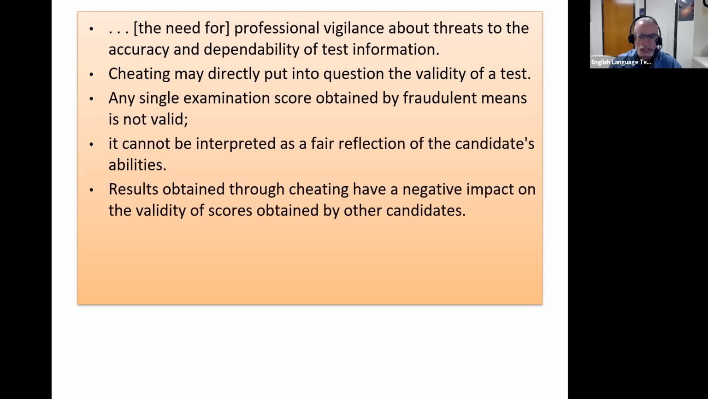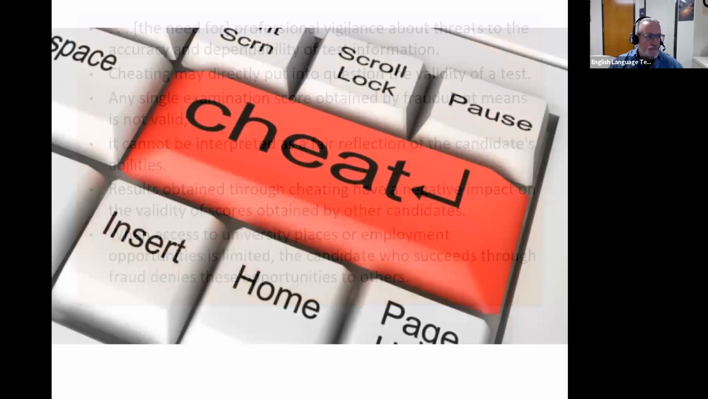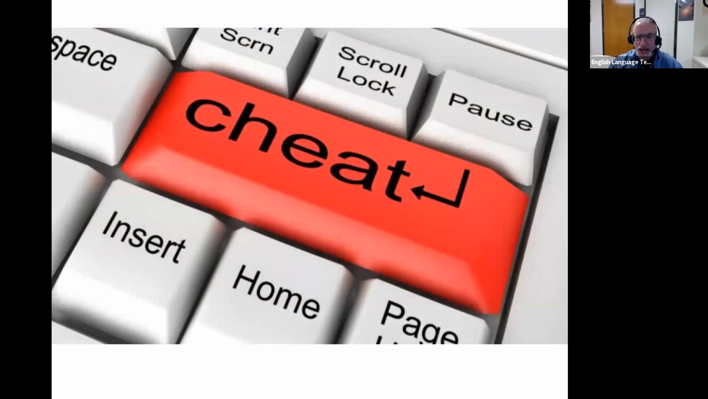And he also makes the point that results obtained through cheating have a negative impact on the validity of scores obtained by other candidates. And just this idea that, I mean, if you have a limited number of spaces for a job or for a university, the candidate who succeeds through fraud denies opportunities to other people. Okay, so what kind of things count as cheating?